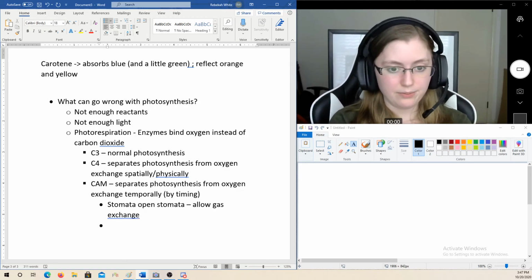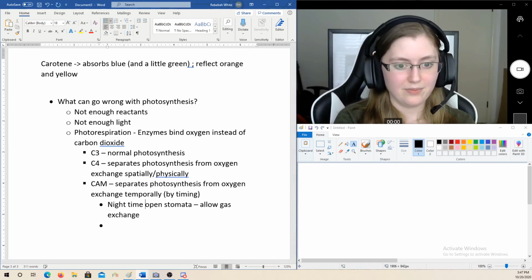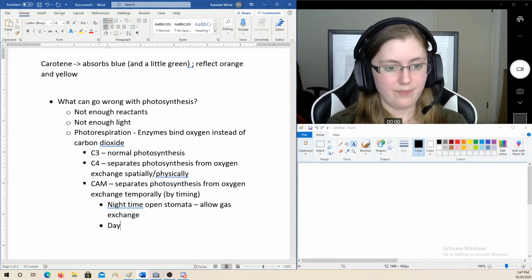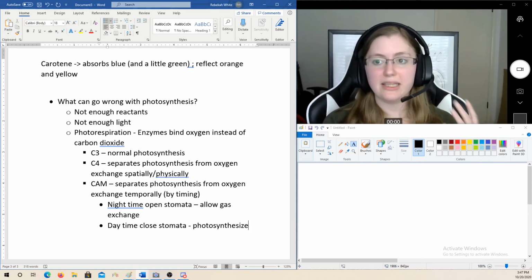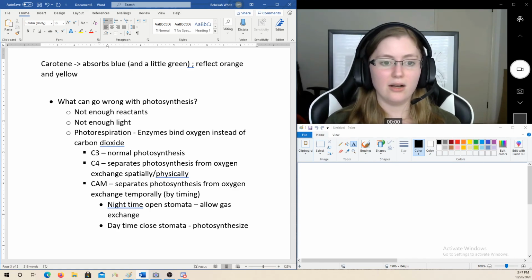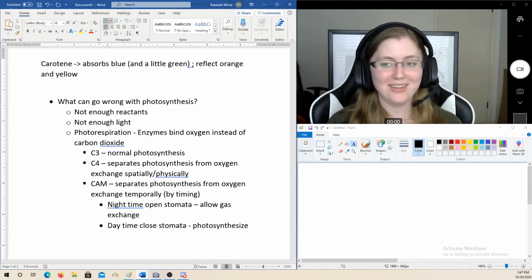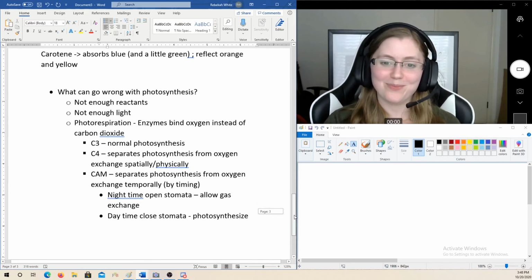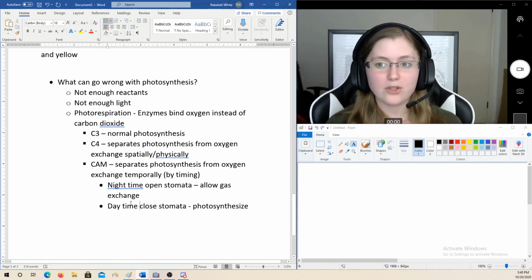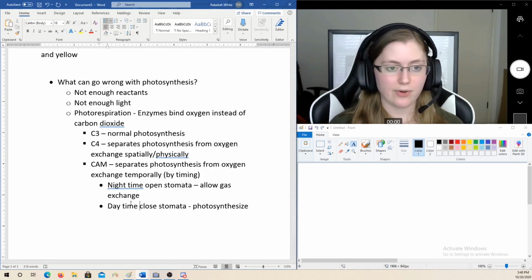And during the day, that should be nighttime. During the day, they close the stomata and photosynthesize. So it's completely separated by the time of day. It also decreases water loss. That's exactly right. So they're very well adapted to really bright, sunny, hot environments like deserts. So those are our two different pathways, the C4 pathway and the CAM pathway, that help prevent photorespiration.